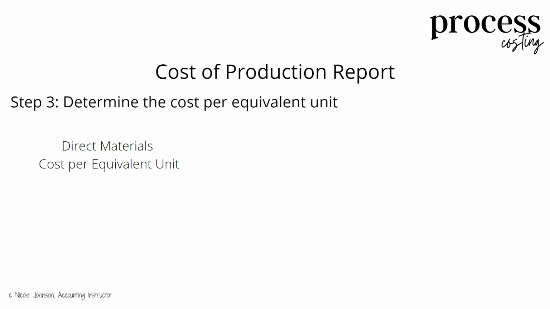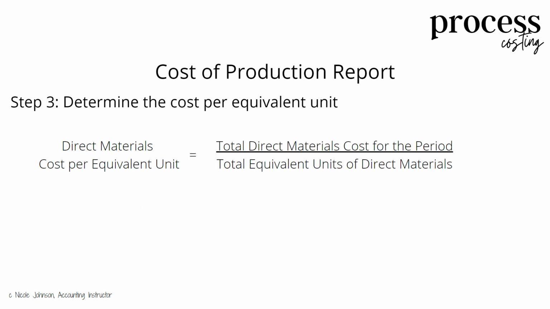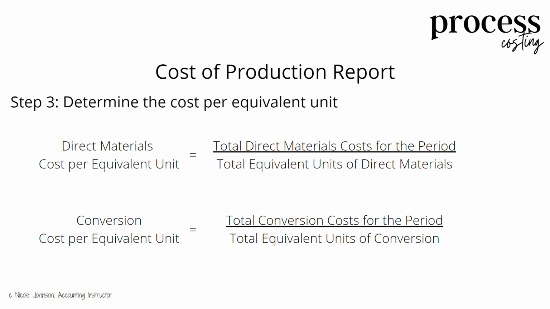First, we'll do the direct materials cost per equivalent unit. We're going to take the total direct materials cost for the period, which will be the beginning and the costs added, divided by the total equivalent units of direct materials. For conversion costs per equivalent unit, we'll do the same thing with the conversion costs.